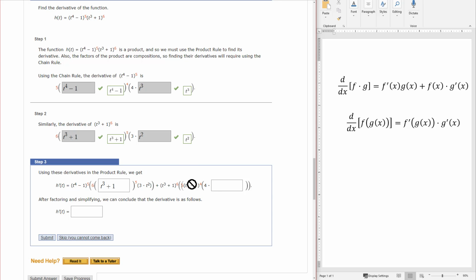And then now the second part of the product rule is the second term. And then now we need to take the derivative of the first term. So the first term is t to the fourth minus 1 raised to the fifth power. So the derivative of that is 5 times the inside, t to the fourth minus 1, now raised to the fourth power, times the derivative of the inside. So we did that over here already. The derivative of the inside is just 4 times t cubed.